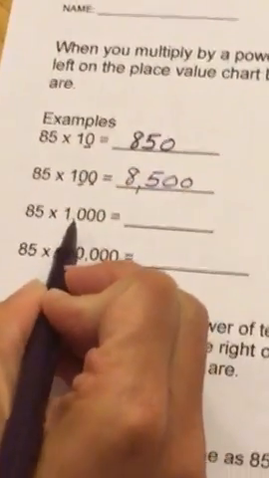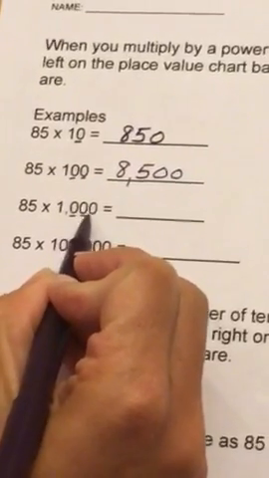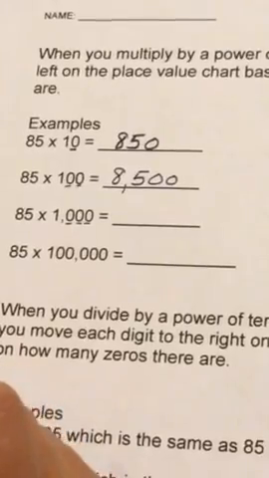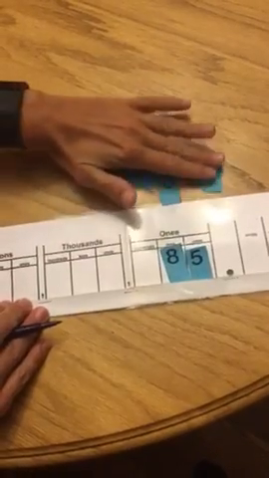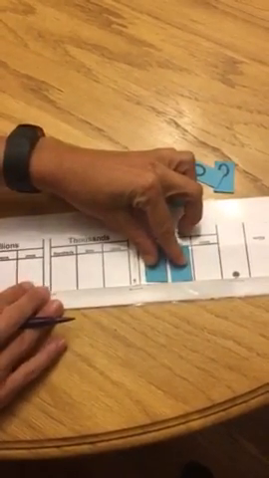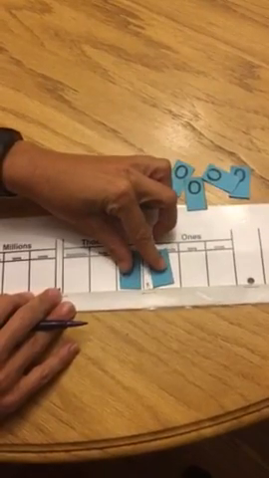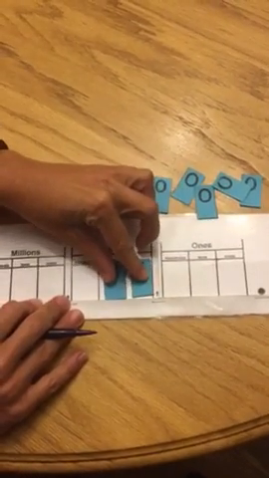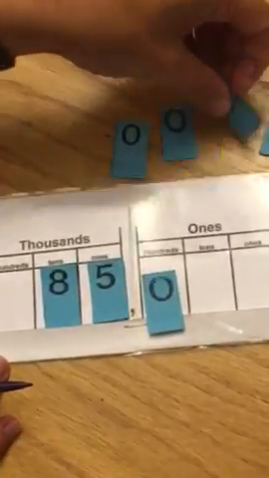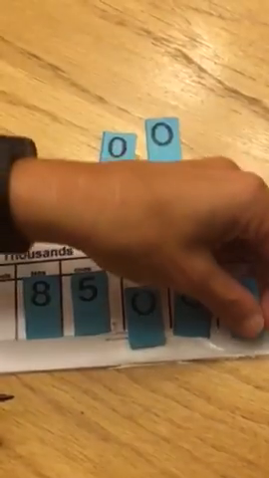Now I'll take 85 times 1,000. Since there's three zeros, we're going to move each digit three places to the left on the place value chart. I'm going to start back with my 85, and this time I'm going to move each digit three places to the left. So this gets 10 times bigger. Two places, it's 100 times bigger. And three places, it is 1,000 times bigger. So I'm going to add my three zeros, and I would get 85,000.